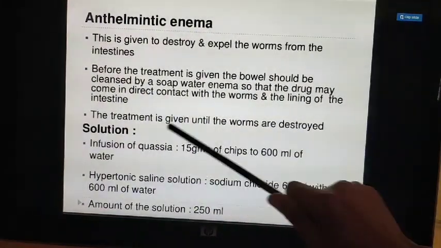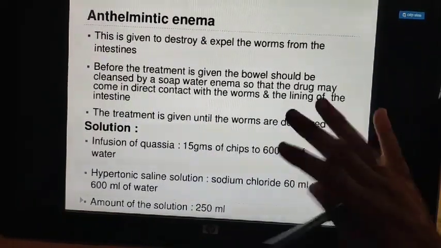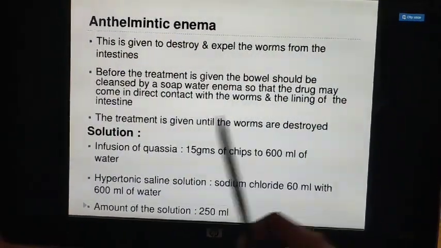Clear? And the treatment is given until the worms are destroyed. Till the worms are destroyed, we can continue this anthelmintic enema. Clear? Then what are the solutions?